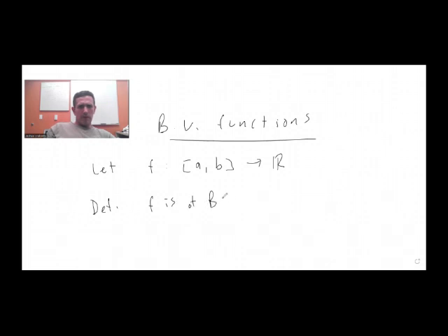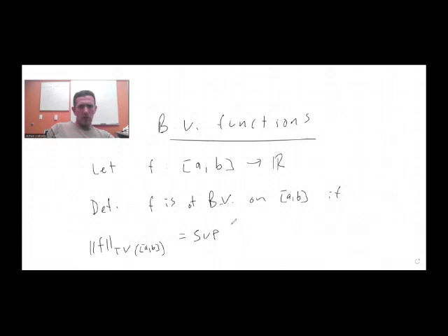F is of bounded variation on A to B if the following is true. There's different notation here. I just like to use this, TV for total variation, and this does define a norm. So we're saying the definition of this norm here is as follows.